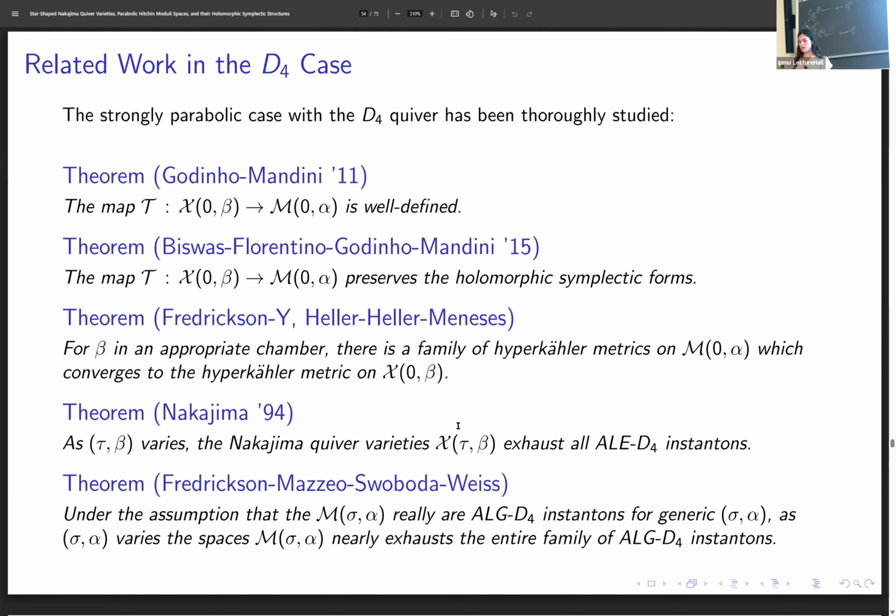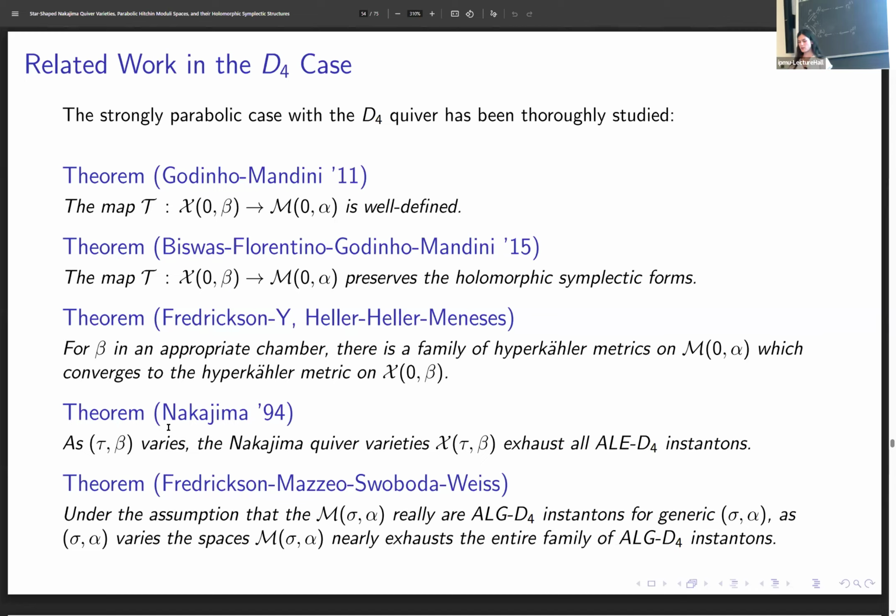And then Laura Fredrickson and I, as well as Kelly Heller and Menezes, show that there's a family of full hyperkähler metrics on N, which converge to the hyperkähler metric on the quiver variety under a certain degenerate limit. So the hyperkähler structures don't match, but you can create a degenerate limit to make them agree. But all of that assumes strongly parabolic.